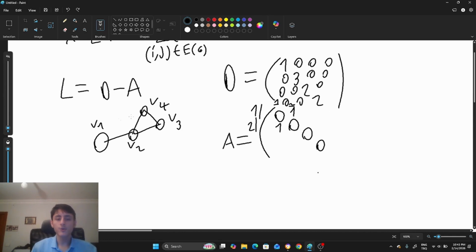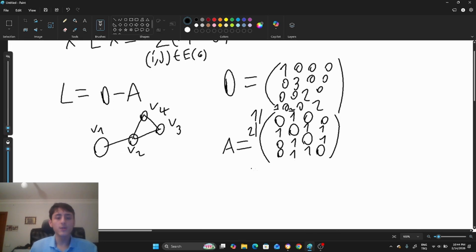Cool. What about vertex 1 and vertex 3? Well, they are connected somehow, but it's not a single edge, so we put 0. And vertex 1 and vertex 4 aren't connected, so we put 0. Similarly, we put zeros here and here too. And what about vertex 2 and vertex 3? They are connected by a direct single edge. Vertex 2 and vertex 4, they are connected. Similarly, this is going to be 1, 1. Vertex 3 and vertex 4 are connected, 1 and 1. So this is our adjacency matrix.